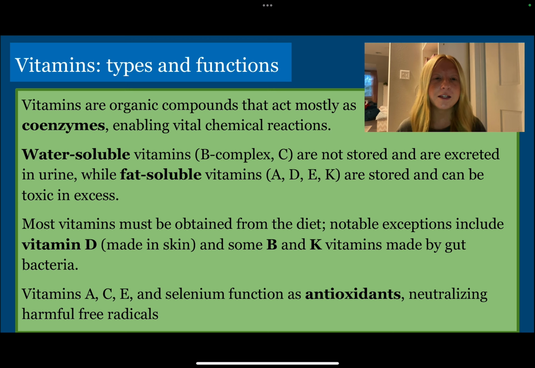Vitamins. These are organic compounds, and they act mostly as coenzymes, enabling vital chemical reactions. Water-soluble vitamins, like B complex or C, are not stored and are excreted in urine. Fat-soluble vitamins, like A, D, E, and K, are stored and can be toxic in excess. These vitamins must be obtained from the diet, and notable exceptions include vitamin D, which is made in the skin, and some B and K vitamins made by gut bacteria. Vitamins A, C, and E, and selenium function as antioxidants, and they neutralize free radicals.